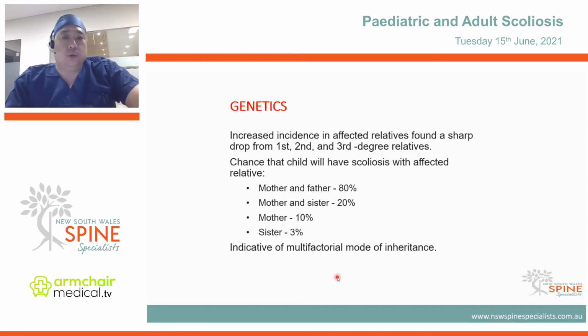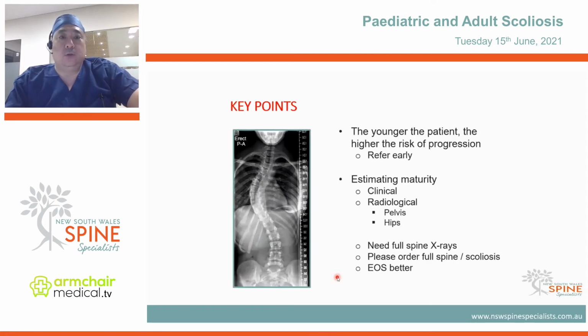Genetics plays a part as well. So if the patient has a first degree or second degree relative that has scoliosis, they will tend to have a higher incidence of scoliosis, but also they often have a more aggressive type of curve. They tend to have curves younger in terms of development, and the curves tend to get bigger as well. So key points: the younger the patient, the higher the risk of progression. So look at referring early.